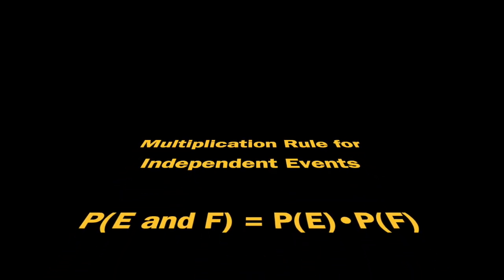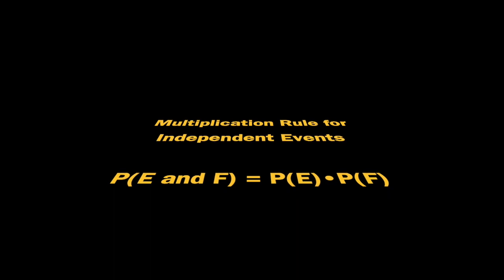All right, so to generalize, people, the multiplication rule for independent events, where the outcomes do not affect the outcome of another event, is the probability of E and F is equal to the probability of E times the probability of F.